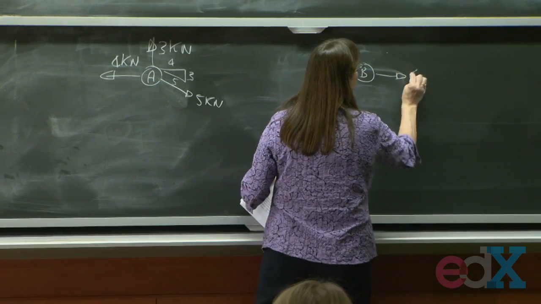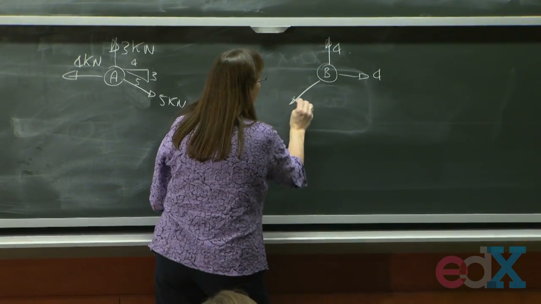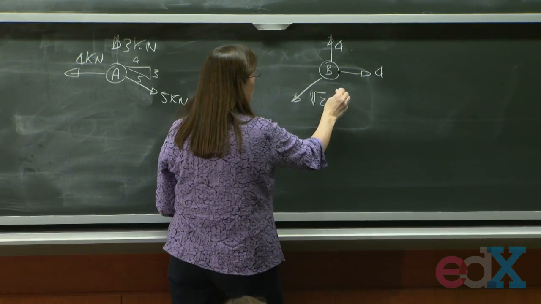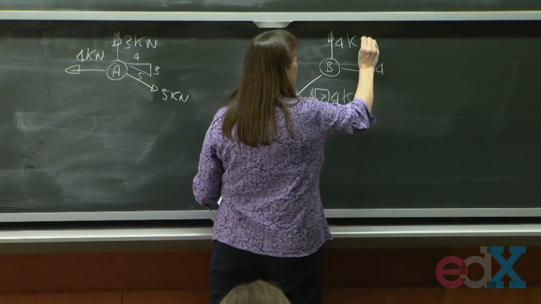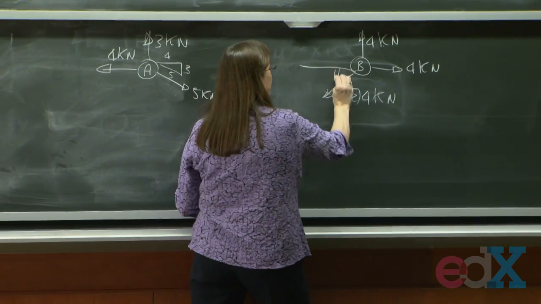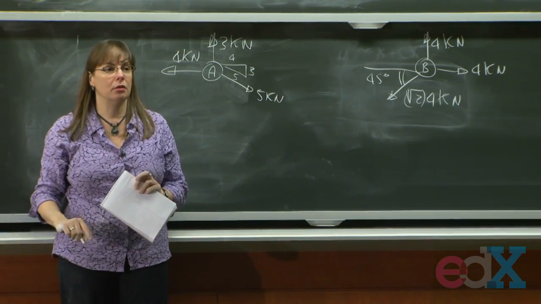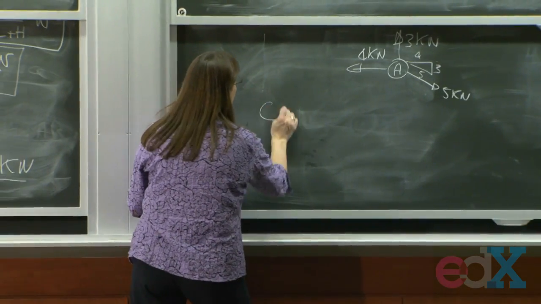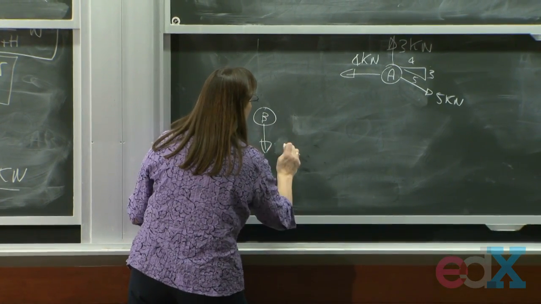Pin B has got 4 coming this way, it's got 4 coming this way, and it has got square root of 2 times 4 coming this way. All these are kilonewtons, not potatoes, not chocolate ice creams. Does that look in equilibrium to you? Absolutely.